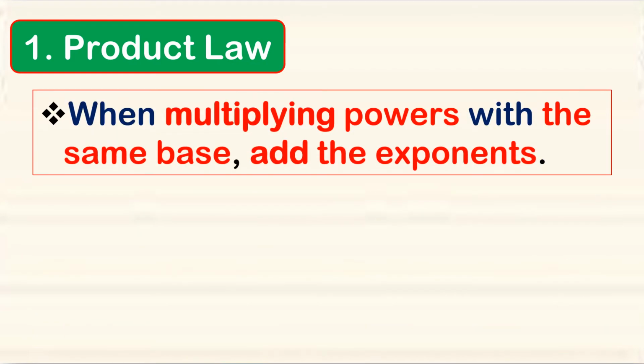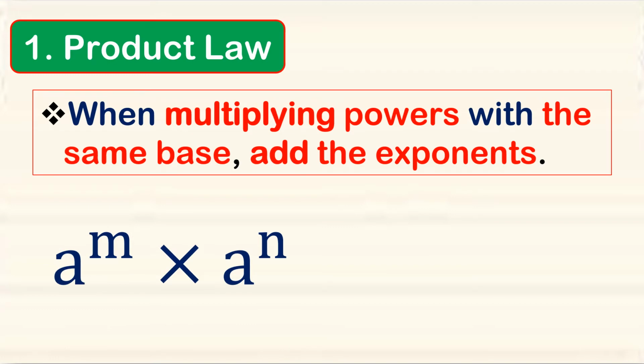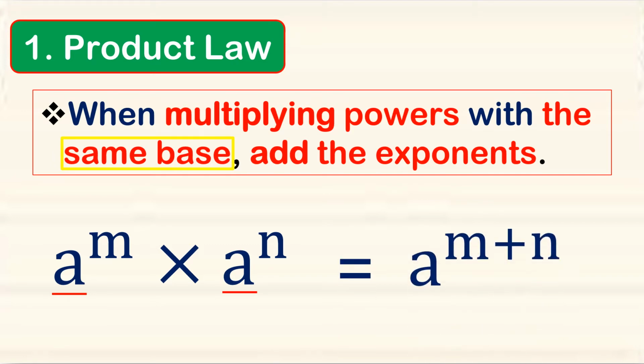The first one is the product law. The product law states that when multiplying powers with the same base, add the exponents. So if we have a to the m times a to the n, they have the same base a. So we are going to copy a and we will be adding m and n. So the answer is a raised to m plus n.